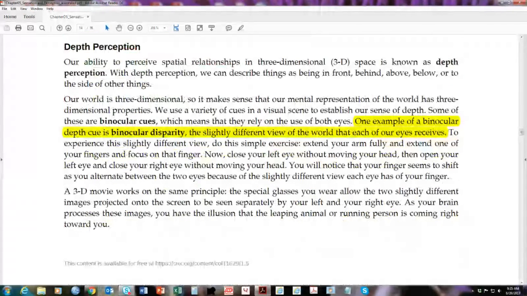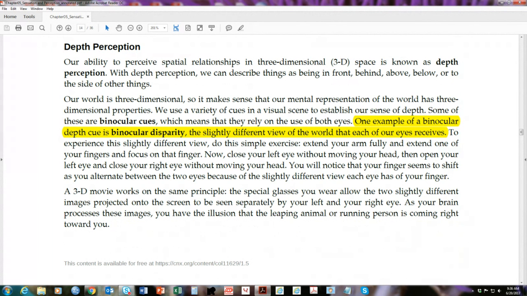Now, depth perception is one's ability to see how far away something is, to know how far away something is. And for depth perception to occur at its highest level, we need two eyes. Binocular cues for depth perception are just cues that require two eyes.